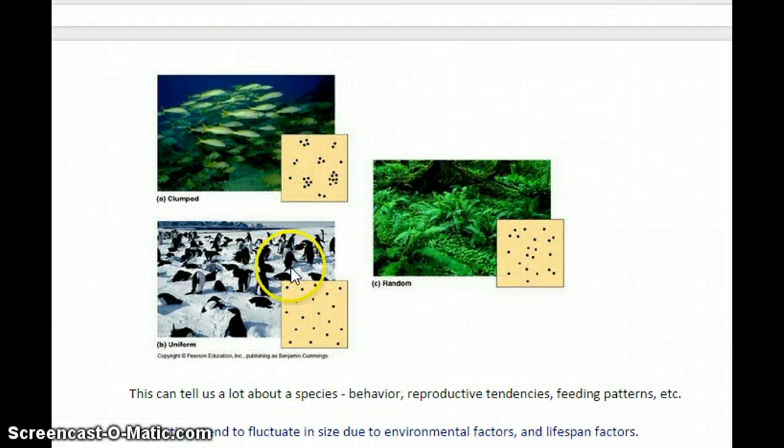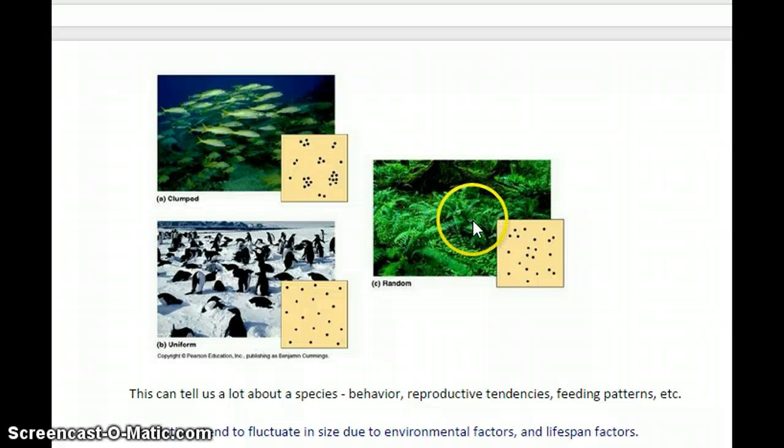So there's basically three ways that organisms tend to disperse themselves. They can be clumped. So clumped might be an example here. Fish, they swim in schools. So some types of fish are clumped in their dispersion. They could be uniform, so they're pretty evenly dispersed among a certain area. Or it could be completely random, and their dispersal is not really uniform.